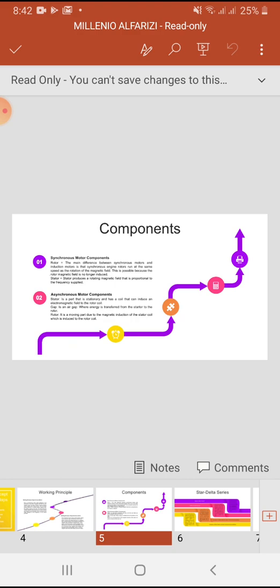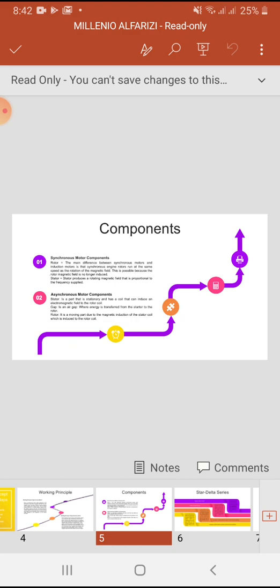Components. Synchronous motor components. Rotor. The main difference between synchronous motors and induction motors is that synchronous motor rotors run at the same speed as the rotation of the magnetic field. This is possible because the rotor magnetic field is no longer induced. Stator produces a rotating magnetic field that is proportional to the frequency supplied.